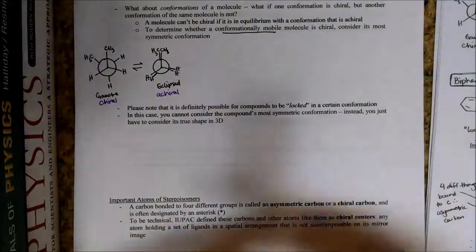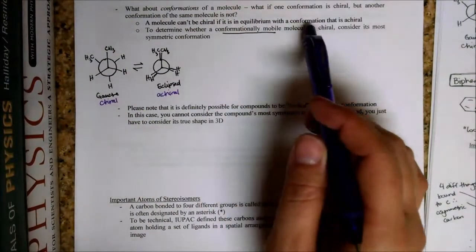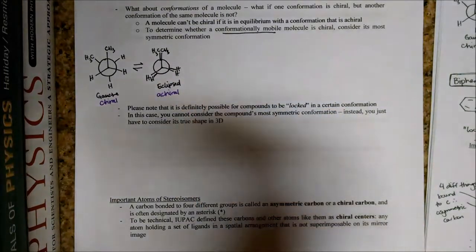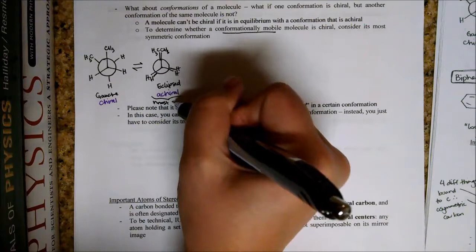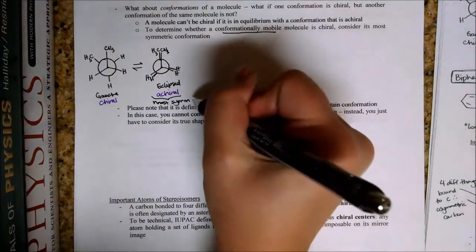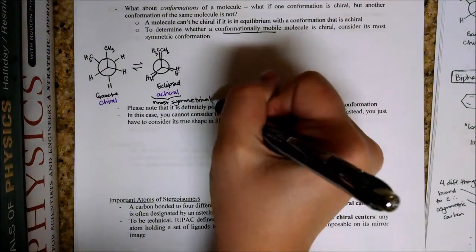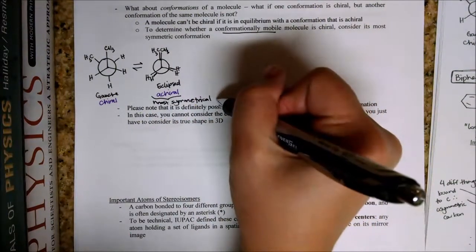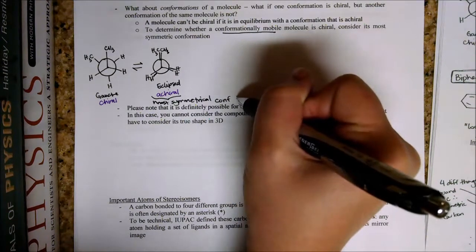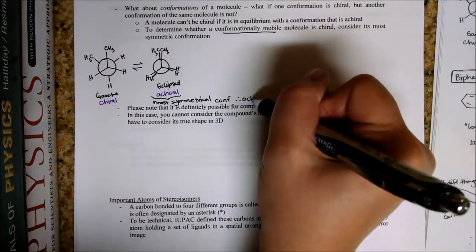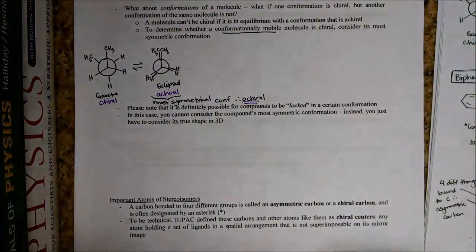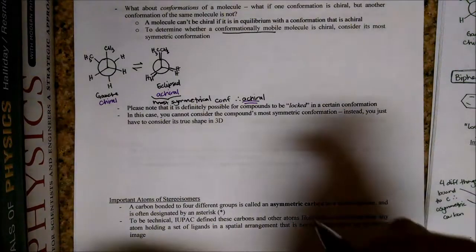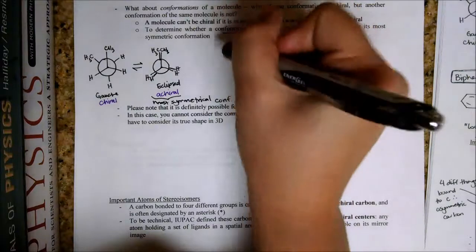So, what did it say though? If it is in equilibrium with a conformation that is achiral, then it cannot be chiral. So this is definitely its most symmetrical conformation. As in, if you can find a mirror plane in a certain conformation, then that is its most symmetrical conformation. And this definitely has a mirror plane, so it is achiral. Butane, just butane, is achiral. Everyone kind of knows that.